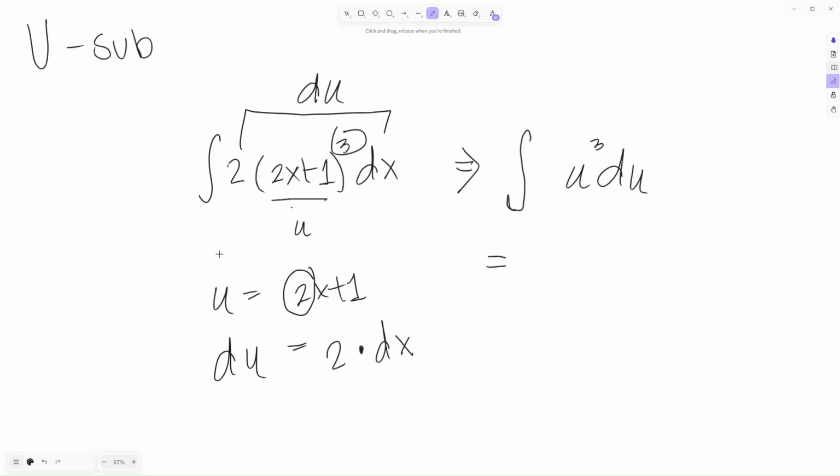So, going down, the integral of u to the third du will be u to the 3 plus 1 over 3 plus 1. That'll be equal to, sorry, forgot C. That'll be equal to u.